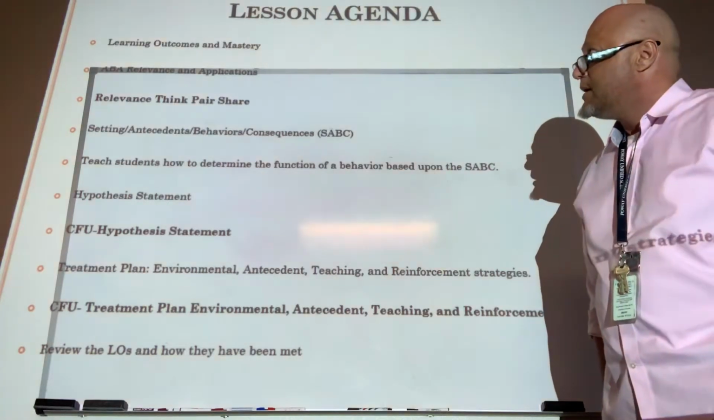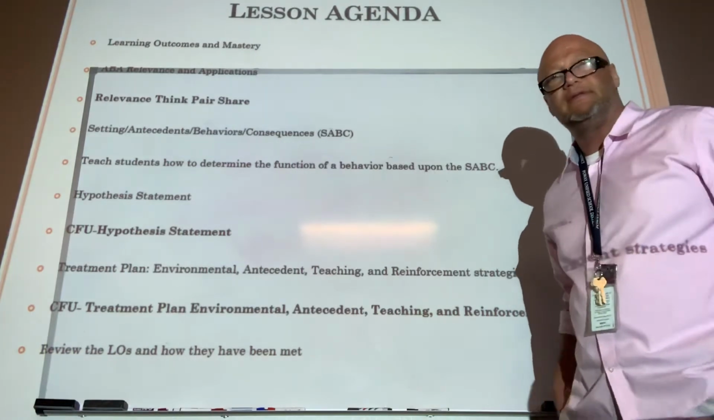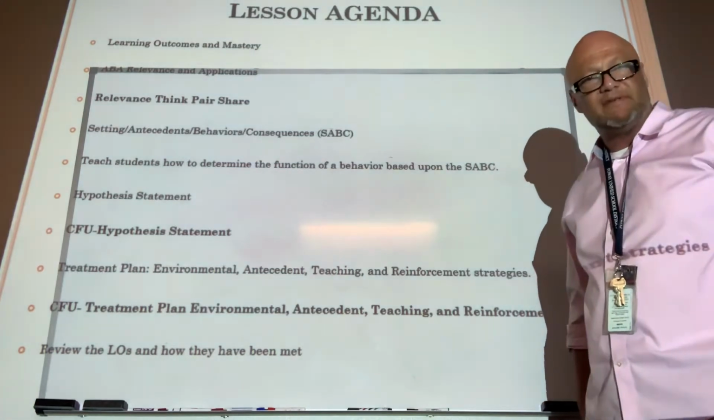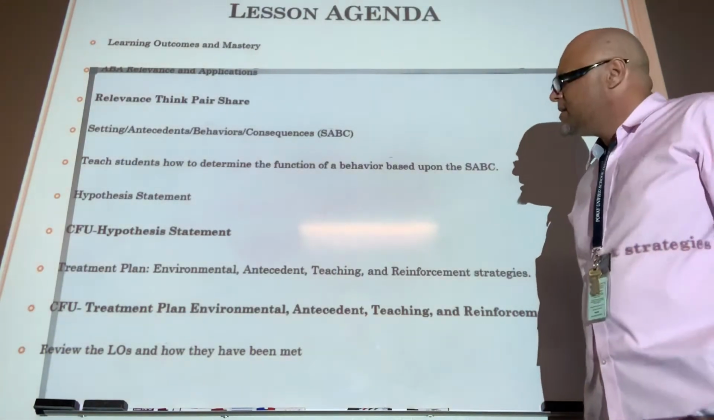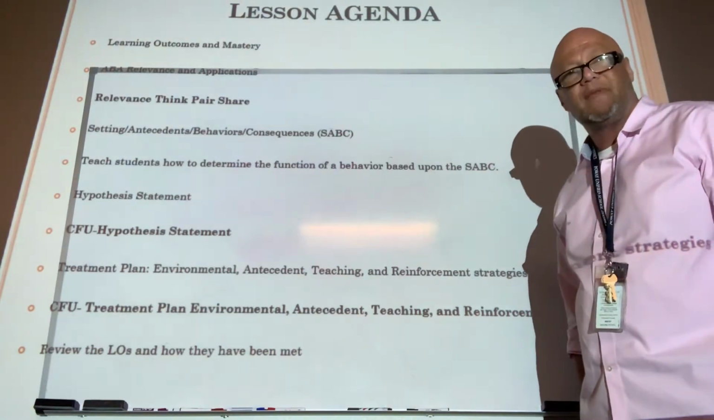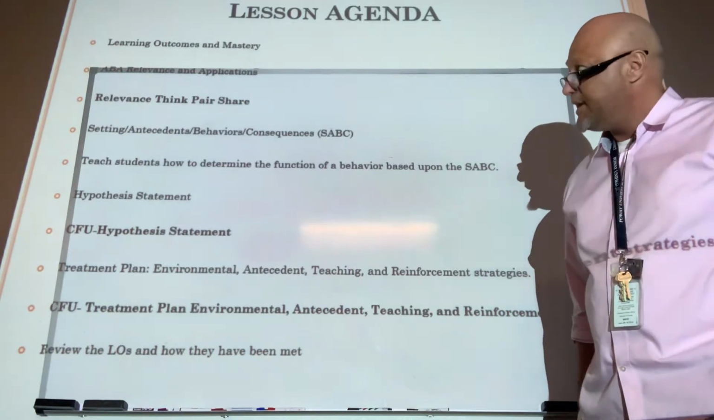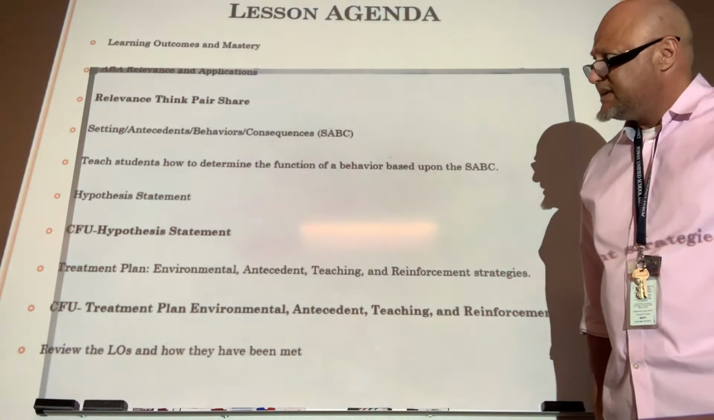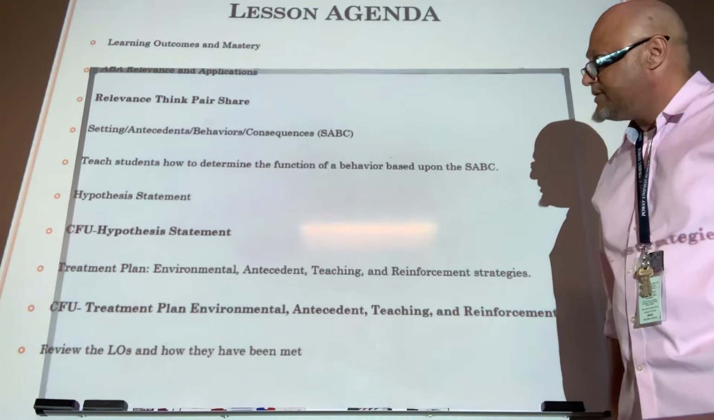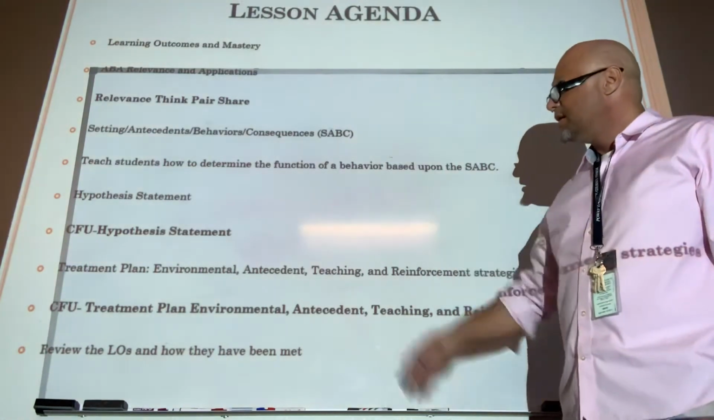criteria. We're going to talk about some relevance of this to you because I feel like it's important that you can look at it through the lens of, is this going to be relevant to my needs as a practitioner? Then we're going to be talking about the 4 parts of applied behavior analysis that are very important to this theory, and really what we're talking about is setting antecedents, behaviors, and consequences. We're going to talk about how to determine a function of a behavior based on your SABCs.